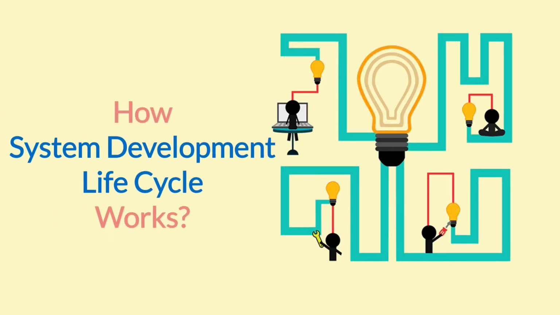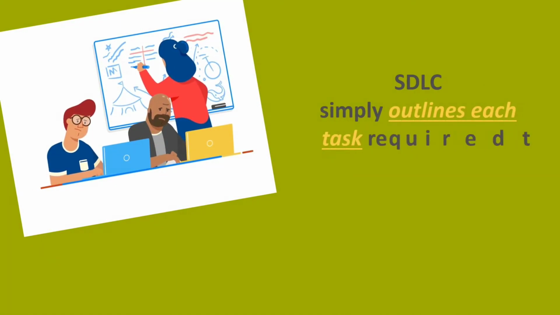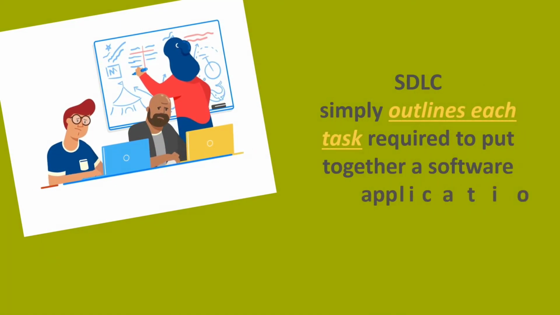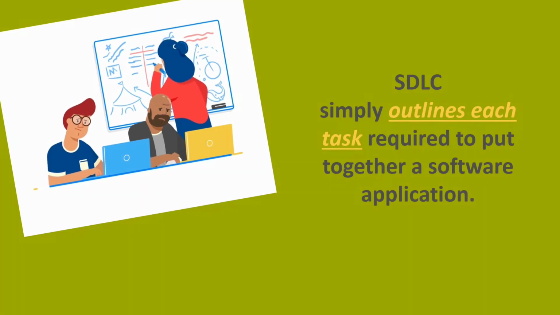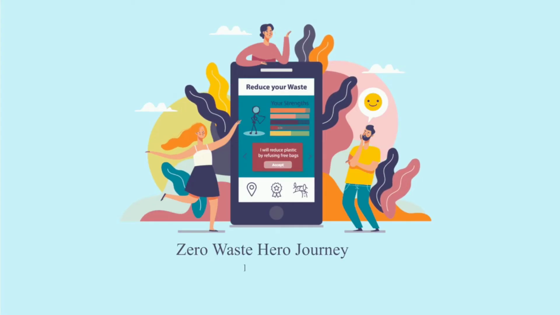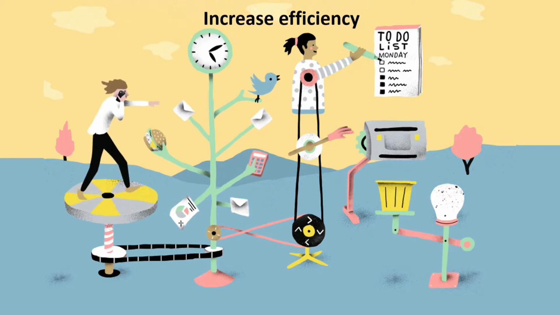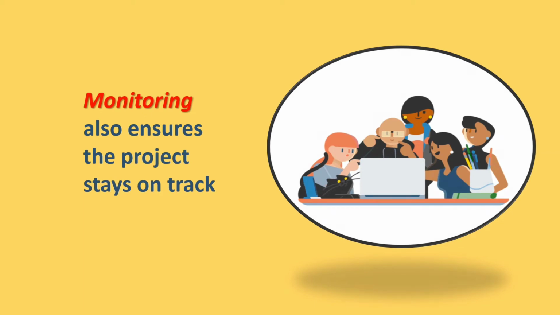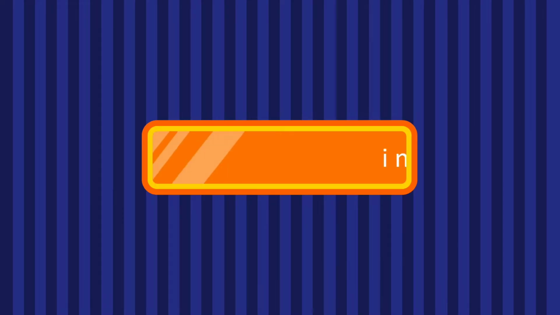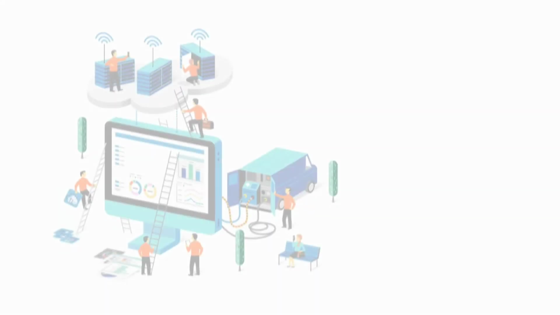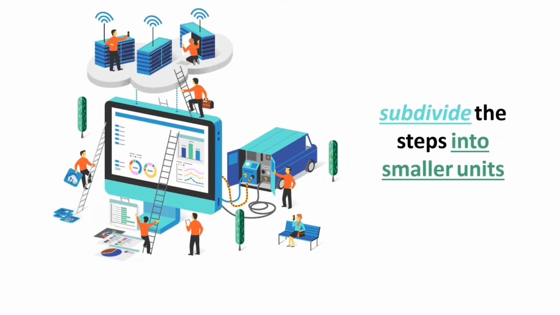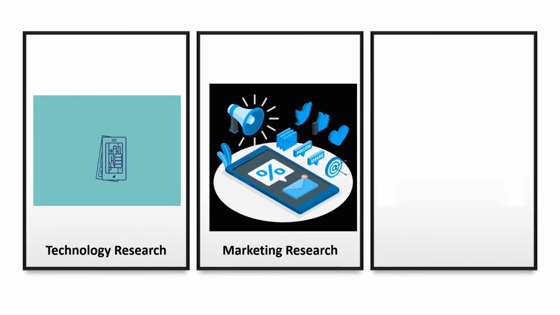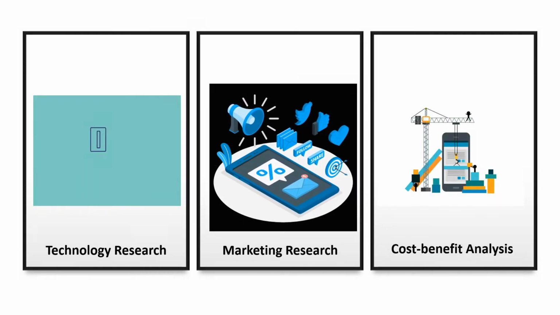How the software development lifecycle works. The software development lifecycle simply outlines each task required to put together a software application. This helps to reduce waste and increase the efficiency of the development process. Monitoring also ensures the project stays on track and continues to be a feasible investment for the company. Many companies will subdivide these steps into smaller units. Planning might be broken into technology research, marketing research, and a cost benefit.